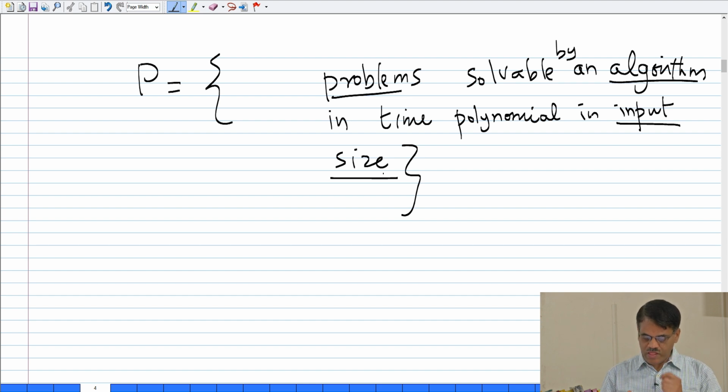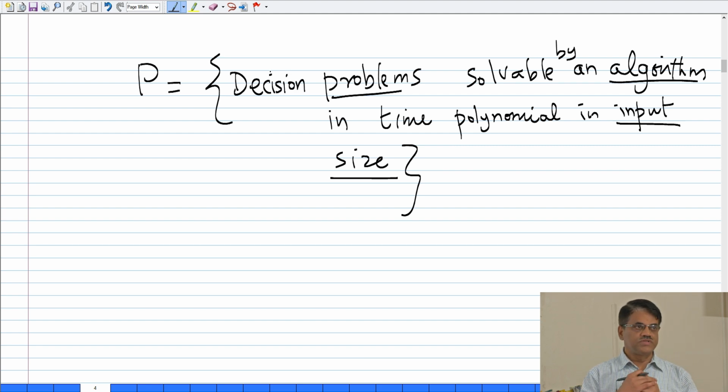And also, for some technical reason, I am going to focus on decision problems. What are decision problems? These are problems for which the answer is yes or no. So, find the max flow in the network is not a decision problem. Is the graph bipartite? Is the graph Hamiltonian? Is the graph Eulerian? Is the input sorted? These are all decision problems where the answer is yes or no.